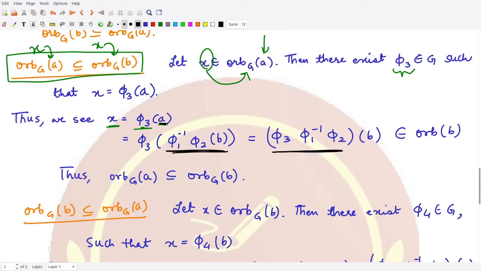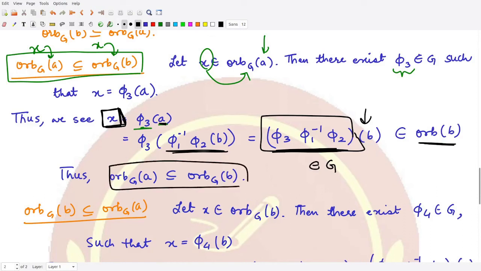Now this is another permutation, right? This is present in G. So therefore we have this element x written as some permutation times B. So that means this x is a member of orbit of B, because this x is now the image of the element B under some permutation in G. So therefore it is present in the orbit of B. So we started by taking this x from orbit of A and now it is present in orbit of B. So therefore orbit of A is contained in orbit of B. So this proves the first part here.